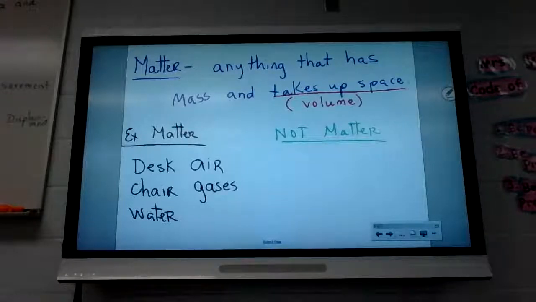If air was not matter or gases were not matter, in this case, what gas do we exhale? Carbon dioxide. Your biology teachers would be thrilled. Okay, could you blow a balloon? Mm-mm. What? Light. Light is not matter.